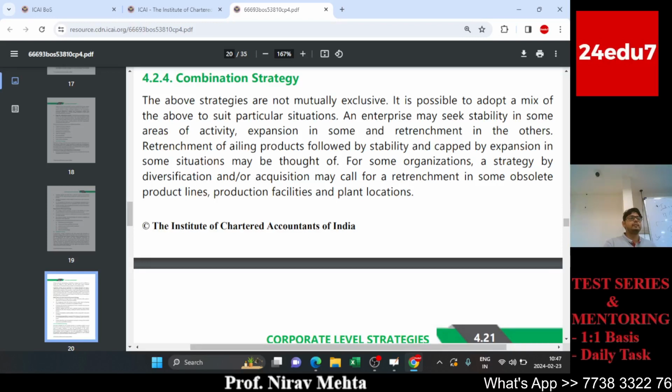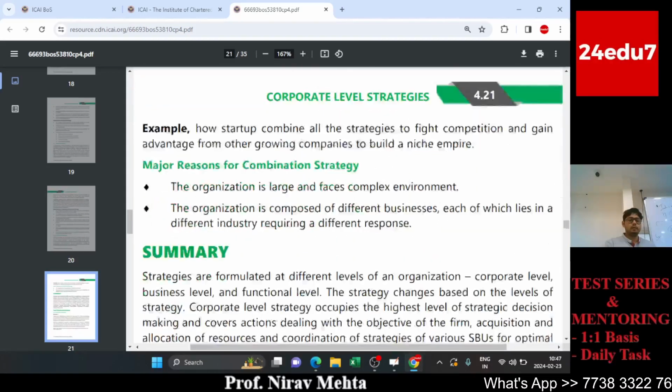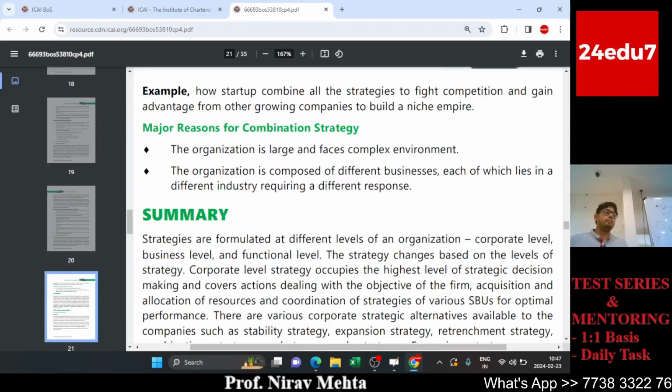Now listen here. Major reasons for combination. Very important answer. Reason: the organization is large. See, combination is good for those companies whose organization is super large and environment is complex. If environment is stable, we will follow which strategy? Complex environment. So first point done. You will just write reason of combination, first point.